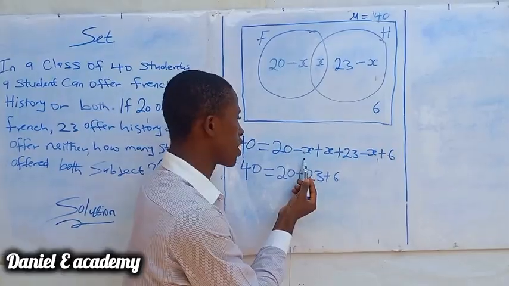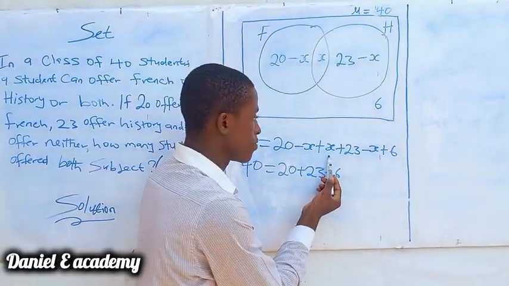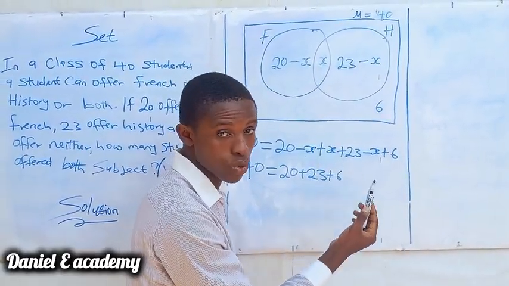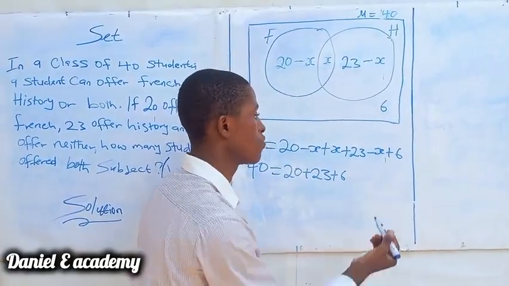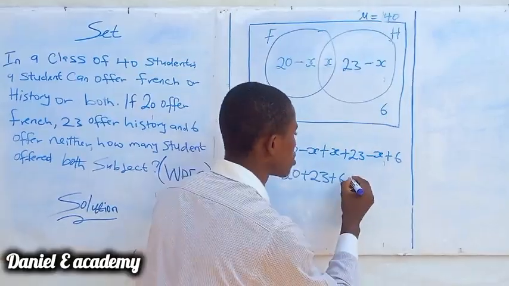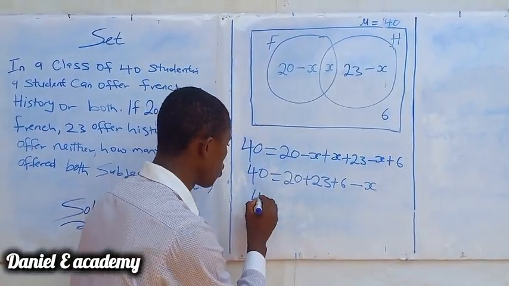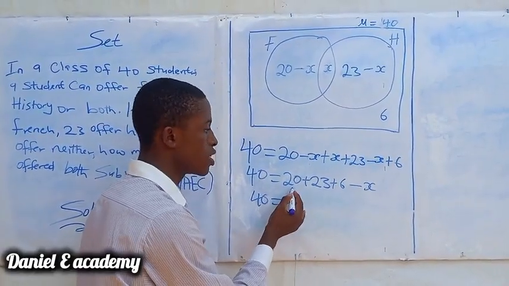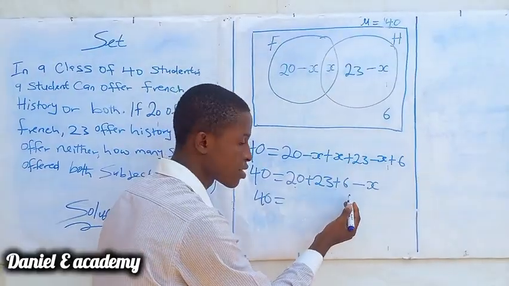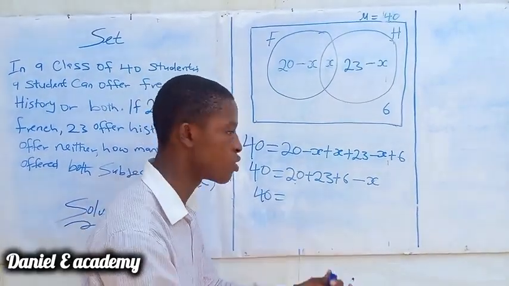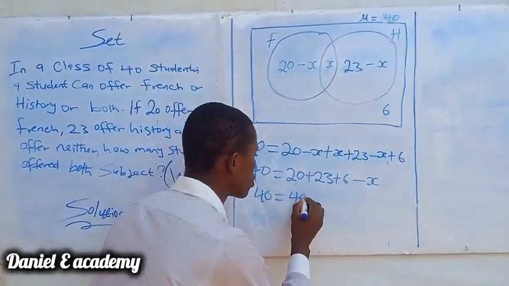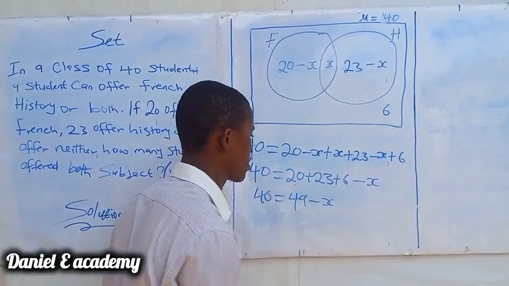Then you see minus x plus x, it is just like 1 minus 1 plus 1. So now only minus x remains here. So minus x. So now 40 equals 20 plus 23 plus 6. If you press your calculator, it will give you 49. So we write 49 minus x.